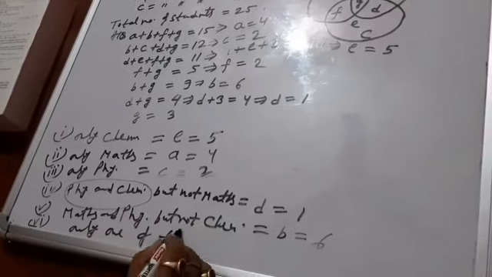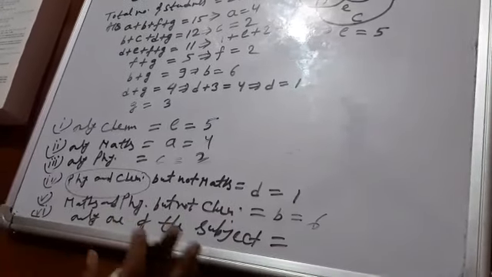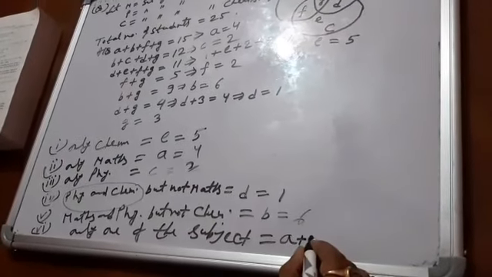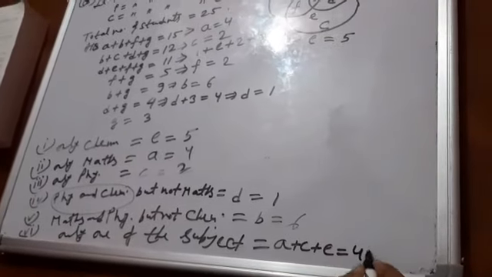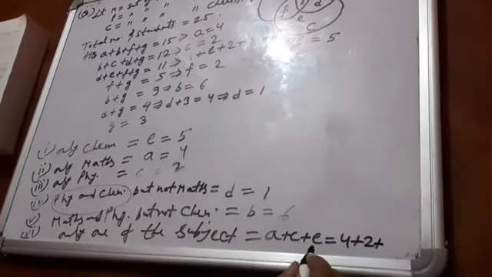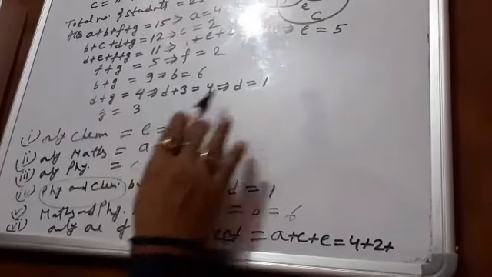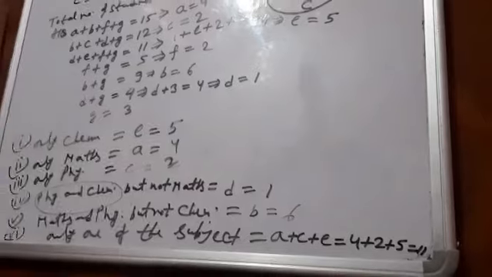Okay. Then next, question number 6 is that only one of the subject. Only one of the subject. Now listen. Only one of the subject means only maths, only physics, only chemistry. Let us see. How much only maths? A. Then how much only physics? Only C. How much only chemistry? E. You have the value of A, C and E. Put here. A is 4. The value of C is 2. The value of E is 5. Then total is 11.